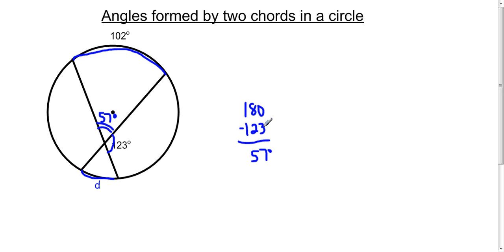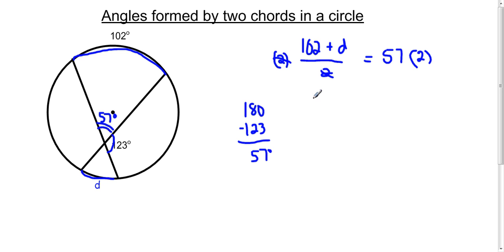There's a couple different ways to look at this, so I'll write it out kind of algebraically. I'll say 102 plus D, that's the letter I chose, divided by 2 equals 57. So now I'm just going to solve this algebra equation. If I'm dividing by 2, I want to multiply by 2 to cancel that out first. We wouldn't subtract 102 first, because the dividing by 2 is affecting that. So we get 102 plus D equals 114. Then if I subtract 102 from both sides, I end up with D equals 12 degrees.